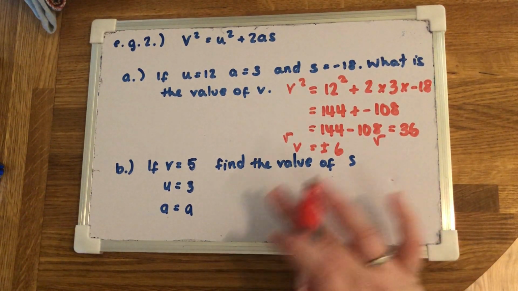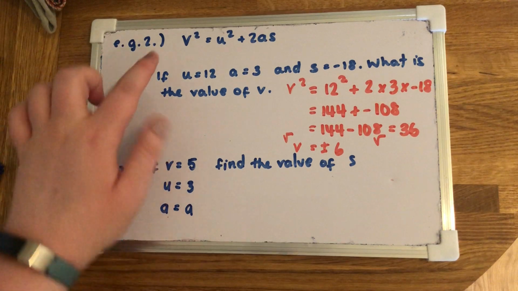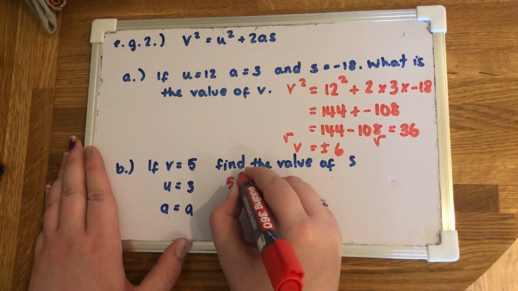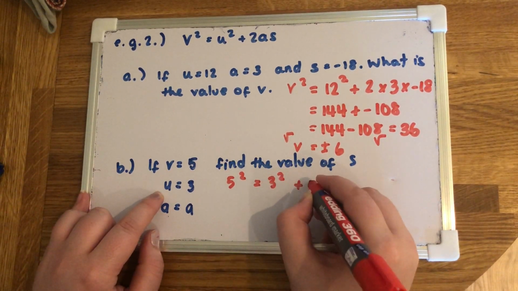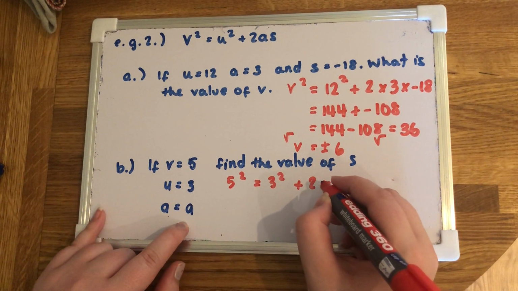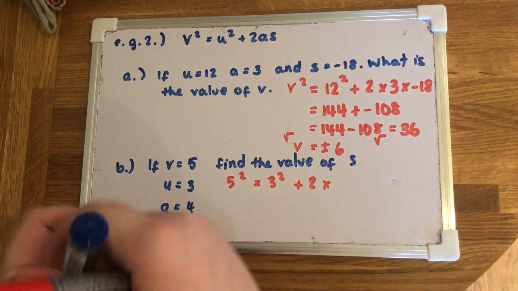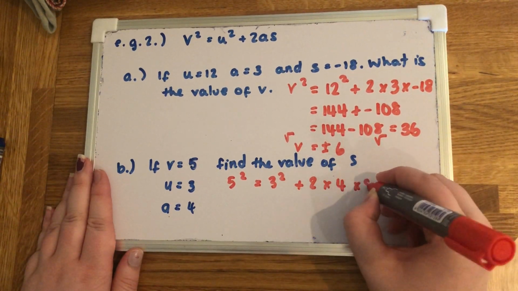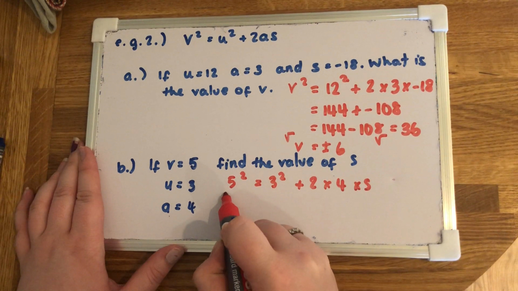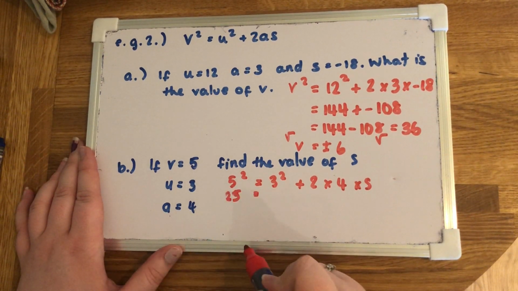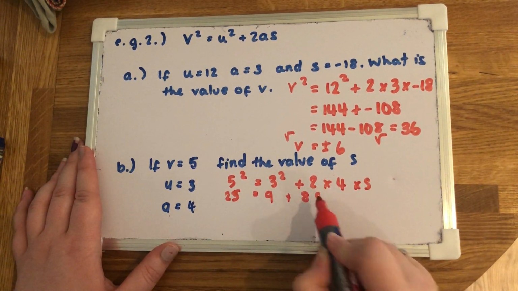The next one, it's very similar to this, but we're going to have to do a bit of rearranging as well. So, again, I'm just going to put the numbers in. So, v is 5, so 5 squared, is equal to u, which is 3, so 3 squared, plus 2 times a, I think that's meant to be a 4, 4 times whatever s is. So again, I'm just going to focus on the indices first, so that's going to be 25. 3 squared is 9. 2 times 4 is 8, so that's going to be 8s.